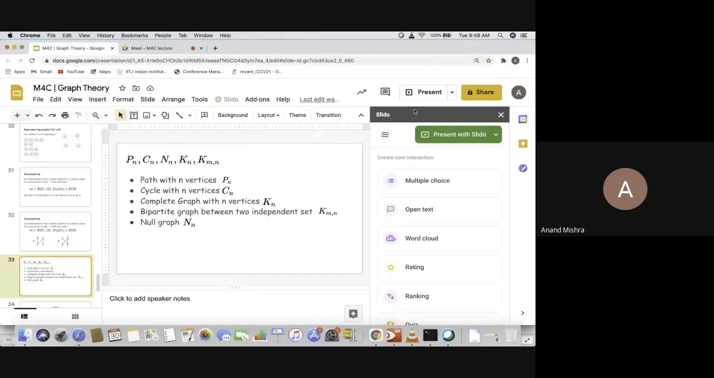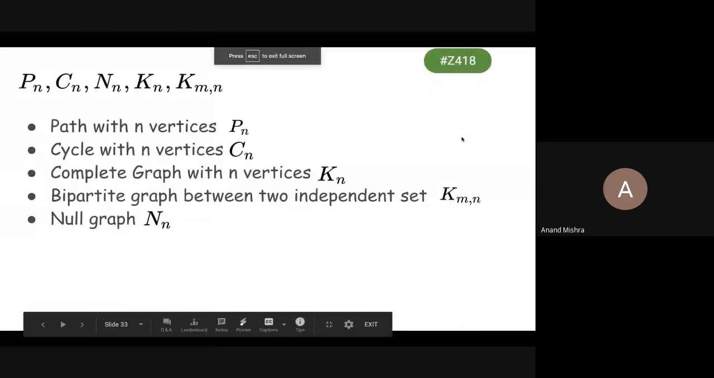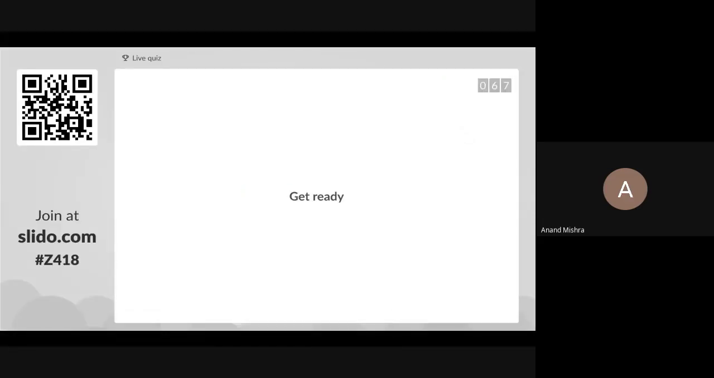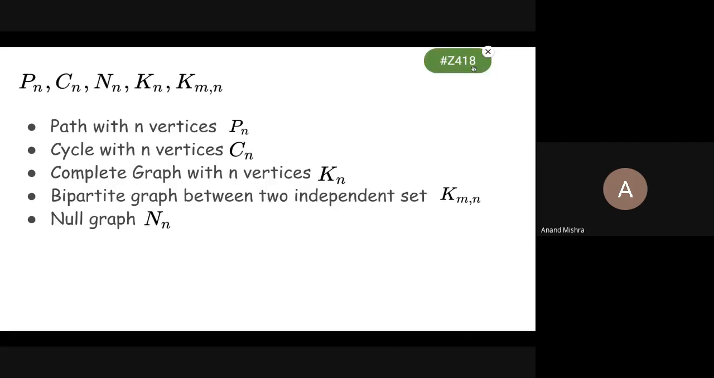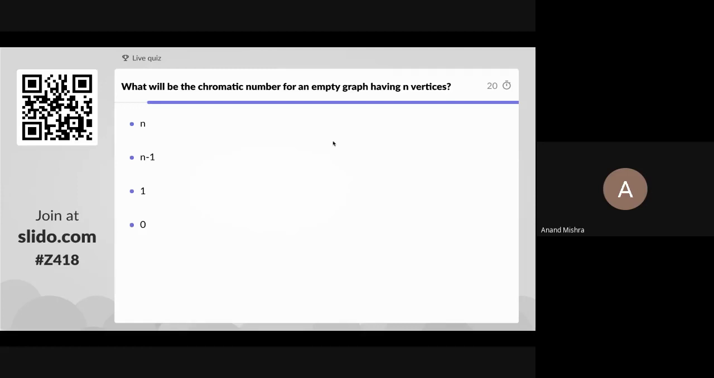Okay, now let's look at the last thing for today, which is again a quiz. I hope you have joined the same session, so please join and you can answer now. What will be the chromatic number for an empty graph with n vertices?